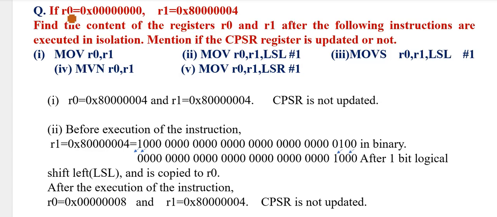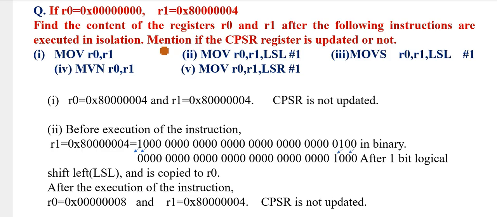If register R0 is equal to 0x00000000 and register R1 is having data 0x80000004. So this is sample data present in R0 and R1 registers. The question is: find the content of registers R0 and R1 after the following instructions are executed in isolation. That means you have to consider only one instruction executed. So after that instruction, you have to specify the value of R0 and R1.